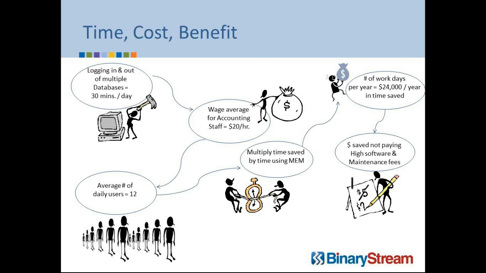Another example of that time cost benefit is on this slide here. So we've actually got another end user who was in the same situation. They found it was about 30 minutes a day logging in and out that they saved. Their accounting staff on average were $20 an hour, and they had about 12 users. So you can work that out for the whole year, and it's about $24,000 per year they saved just from doing that alone, let alone all the other features that we'll be providing them as well.